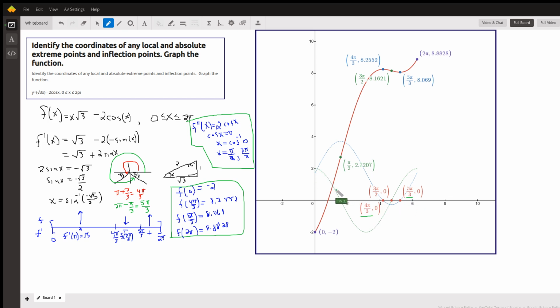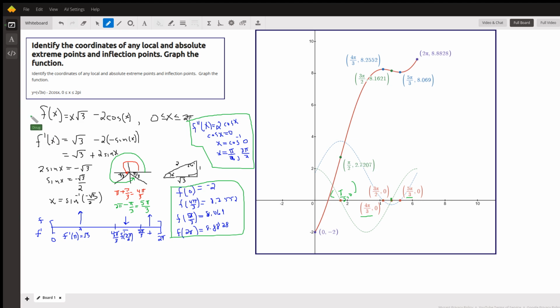And this green graph is the graph of the second derivative, and it equals 0 at, I don't have this labeled, this is pi over 2 comma 0, and at 3 pi over 2 comma 0, which is right here. Okay, so how do you do this?